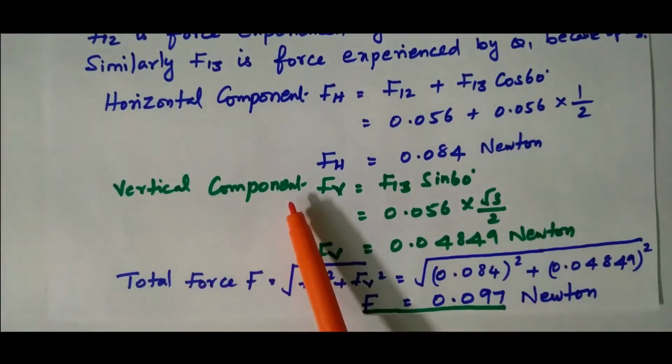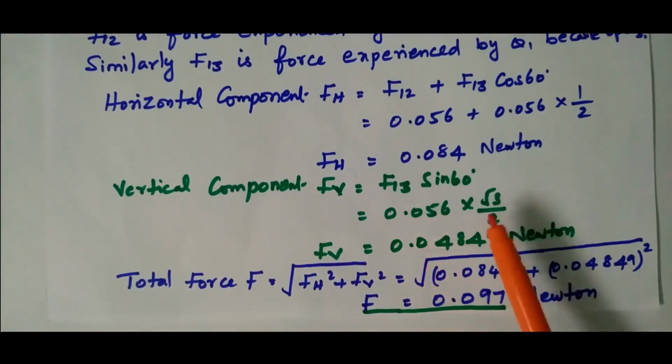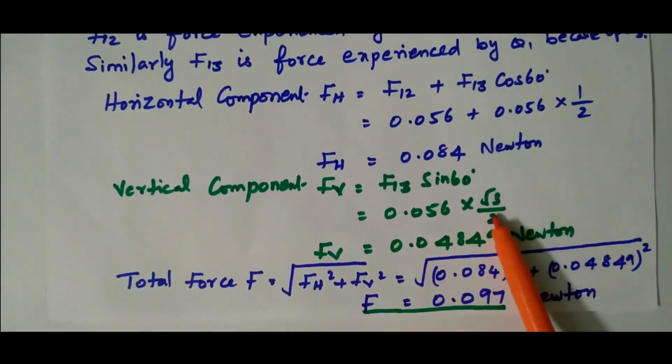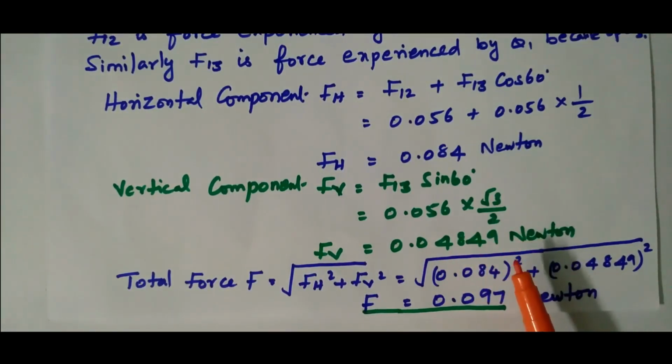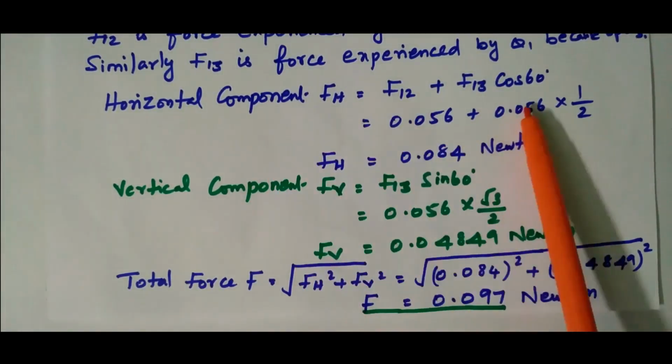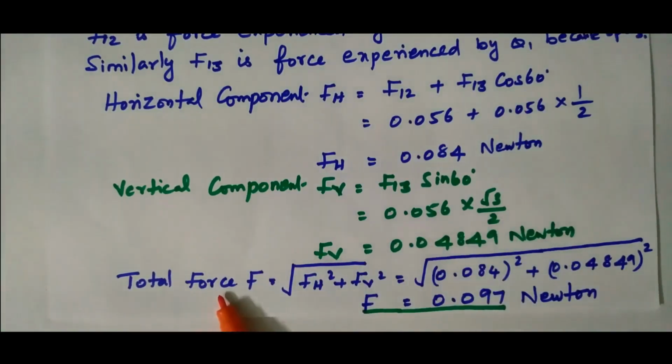What is the vertical component? F13 sin theta. 0.056 into sin 60, which is root 3 by 2. So it is 0.04849 Newton. Right? So now we got the horizontal component and vertical component. Then we can find the total force, that is nothing but square root of Fh square plus Fv square.